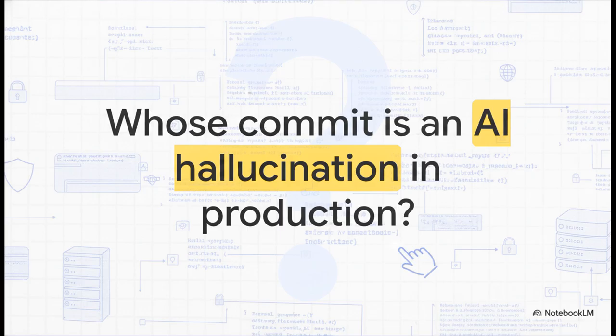If a hallucinated dependency sneaks into production, whose commit is it anyway? The answer is yours. AI is an incredibly powerful assistant. It can write your boilerplate, it can suggest brilliant architectures, but at the end of the day, the Git history bears your signature. You are the engineer in charge.